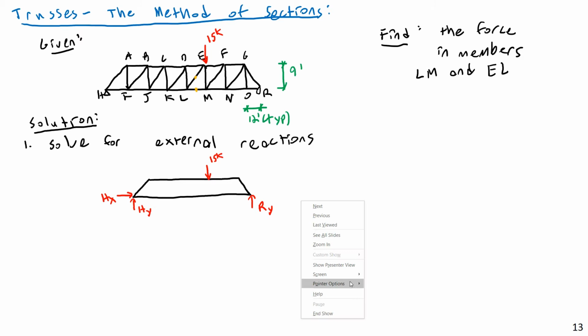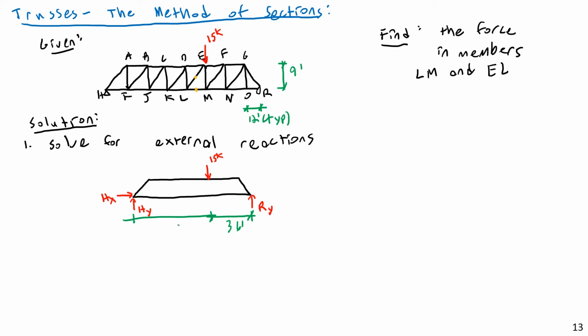Now I want to go ahead and put in place the relevant dimensions here. So let's see, this member EM is going to be a total length of what? Well, we have 12 times 3, so that's going to be 36 feet. And then 1, 2, 3, 4, 5 bays, so that's going to be another 60 feet. 12 times 5 is 60, of course. So another 60 feet there.